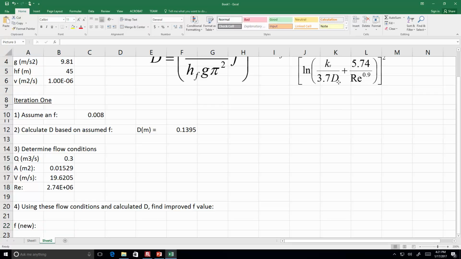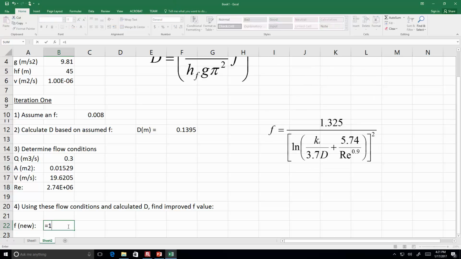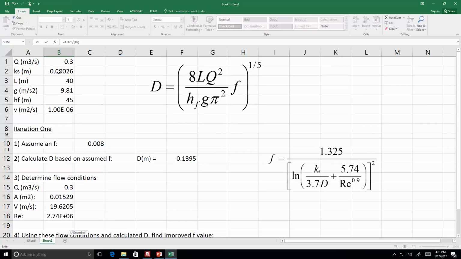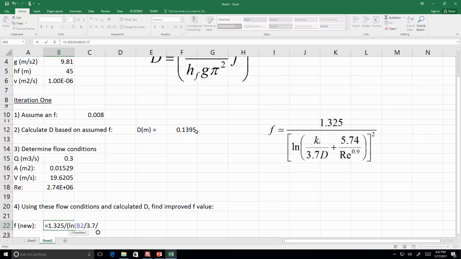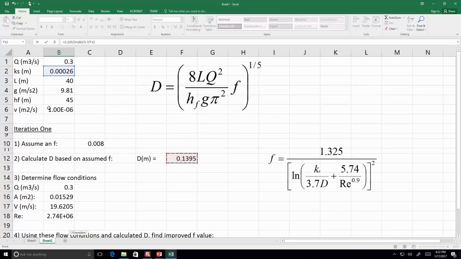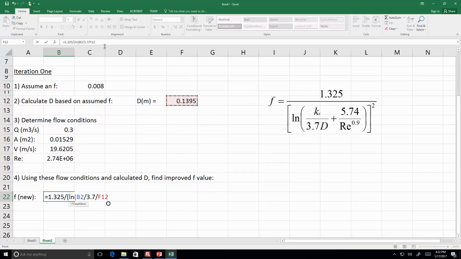Now here is the Jain equation. Let's bring it down so it's visible. 1.325 divided by the logarithm of K sub s divided by 3.7 divided by D. Now my units match up. That's why I did the K sub s here in terms of meters, because I knew that I was going to be calculating D in meters. So I'm just, in my mind, knowing that the units do match up. Now I have to do plus 5.74 divided by the Reynolds number to the power of 0.9. Okay, and I'm going to remember that squared term. That's the common one that's easy to overlook.